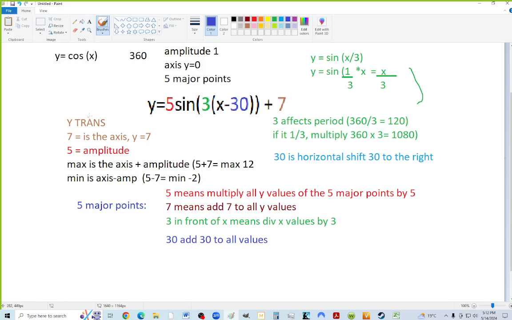Wait, 30 means add 30 to all x values? Minus 30. Minus 30 means add 30. Mom, please relax. Let me know when someone knocks at the door. Minus 30 means add 30 to all my x values. But you always have to do the multipliers first before you do any additions. You can't add 7 first and then multiply by 5 for y values. You cannot add 30 first and then multiply by 3 for x values. You must always do the multiplication or division first and then the additions after.